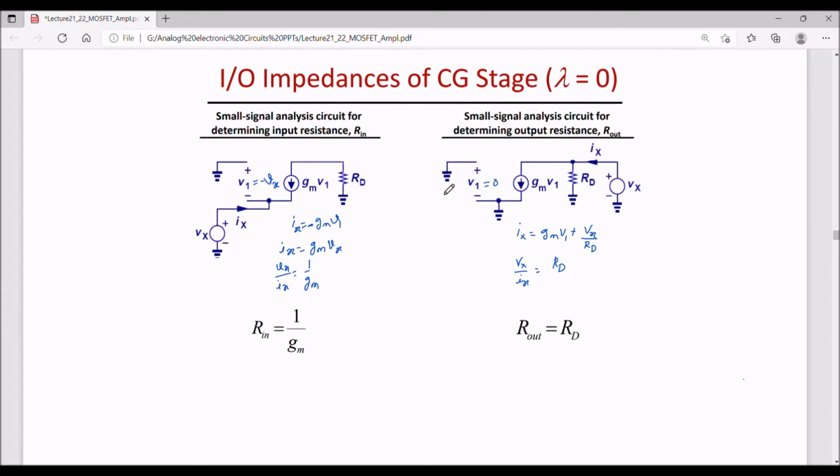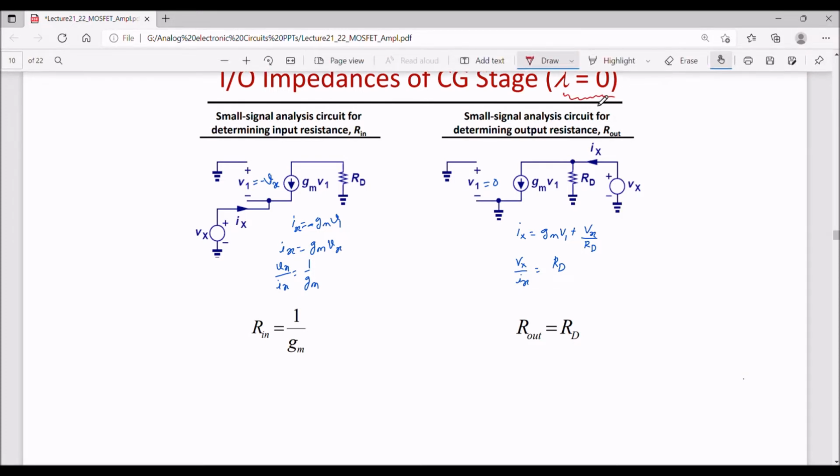Now one can find out the input and output impedance of this common gate stage. For finding the input and output impedance, one can first assume lambda is 0. So one can find the input impedance by considering no channel length modulation first, and then we will include channel length modulation. So let us say channel length modulation is 0.